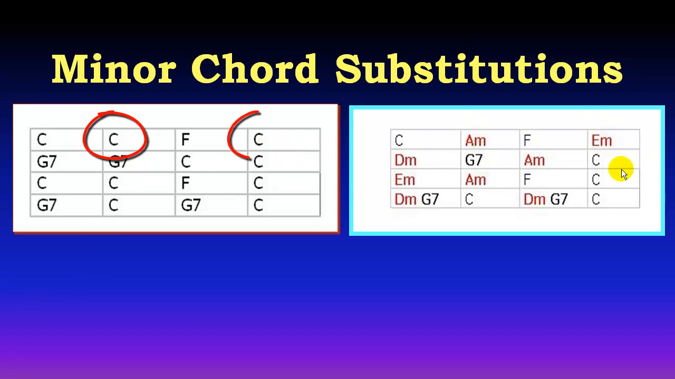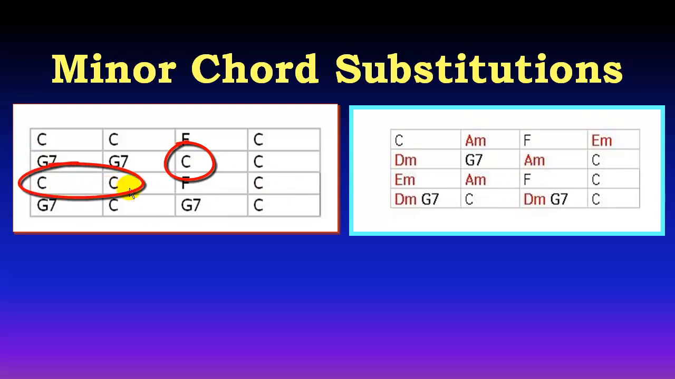In place of the C here, I also have an E minor. So how do I decide whether to add A minor or E minor? In place of a G7 here, I have a D minor. In place of a C, I have A minor. And these two C's, I put in E minor and A minor. Why not the other way around, A minor and E minor?